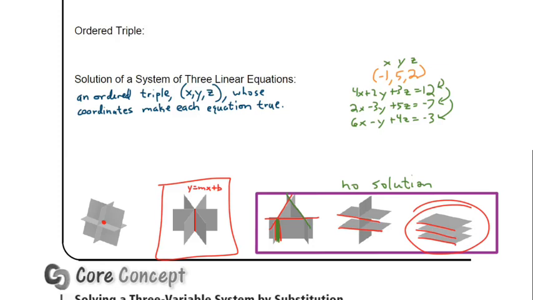So the first one is an ordered triple, x, comma, y, comma, z. The second one is a line. The third one is no solution. Those are the three possible types of answers.